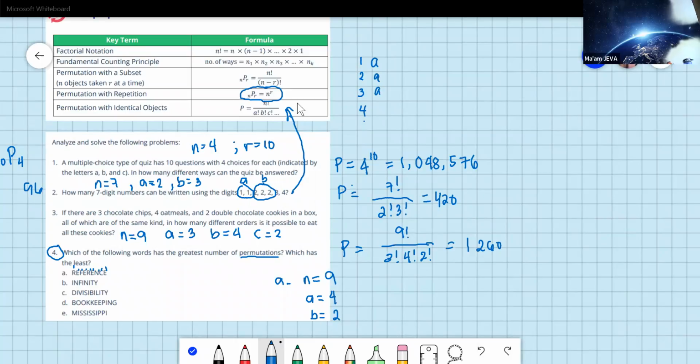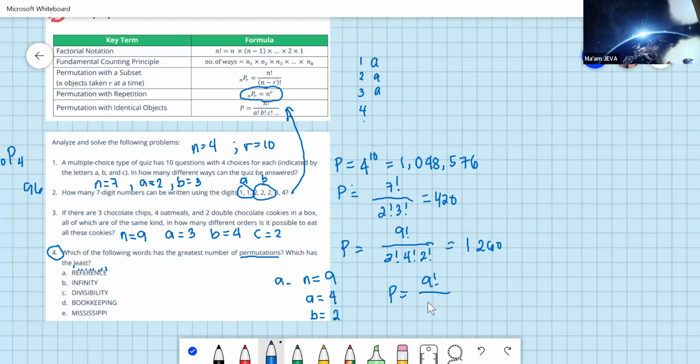And then you just substitute that in the formula for identical objects, which is 9 factorial over 4 factorial and 2 factorial. And see what's the equivalent. And then for letter B, the same. Letter C, letter D, letter E. Then identify which is the greatest and the least. Is it the word bookkeeping, reference, infinity, visibility, or Mississippi that is the greatest or least?